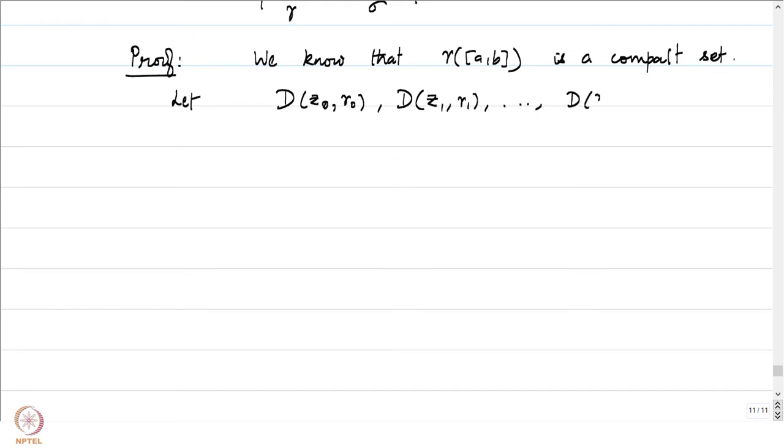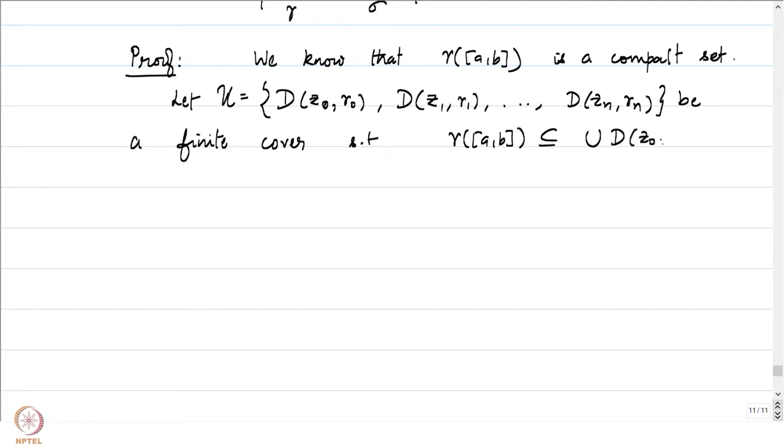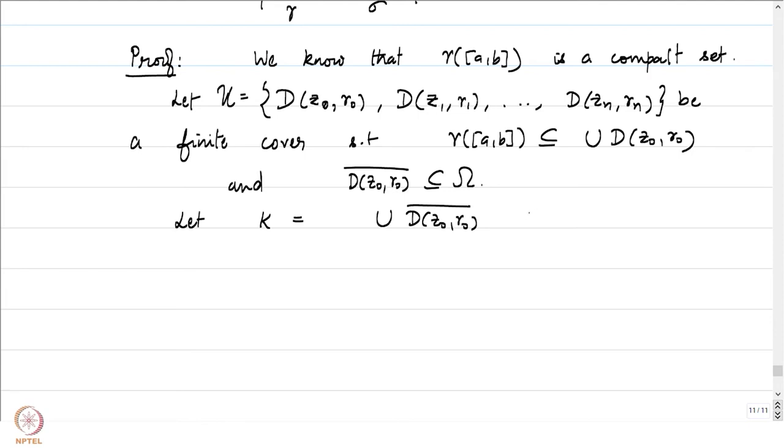Let D(z0, r0), D(z1, r1) up to D(zn, rn), let me call this u, be a finite cover such that gamma of AB is contained in the union, and each closure of D(zi, ri) is contained in omega. That would ensure that the union of the closures is also contained in omega. So, let K be equal to the union of the closed disks, then K is contained in omega, and by the Heine-Borel theorem, it's both bounded and closed, and therefore it's going to be compact.